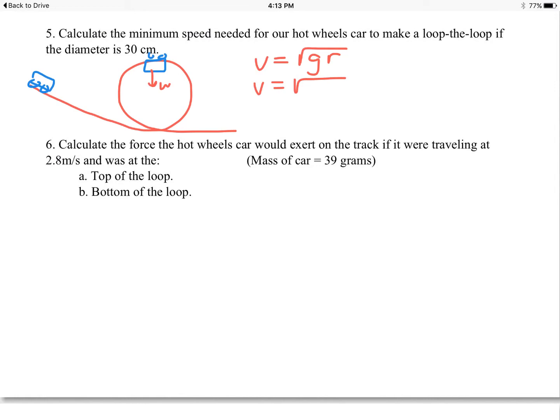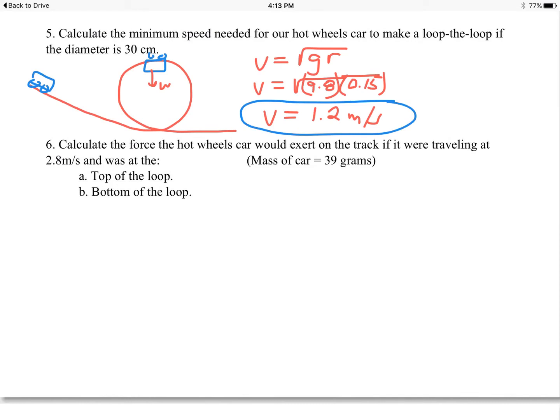But in this case, we have the square root of 9.8 times the radius, which is 0.15. And you do want to have this in meters. I divided the 30 by 2 because the diameter is 30, the radius is 15 centimeters. In this case, this car needs a speed of 1.2 meters per second at that upside down location to make this loop. It would need more speed than that at the bottom.